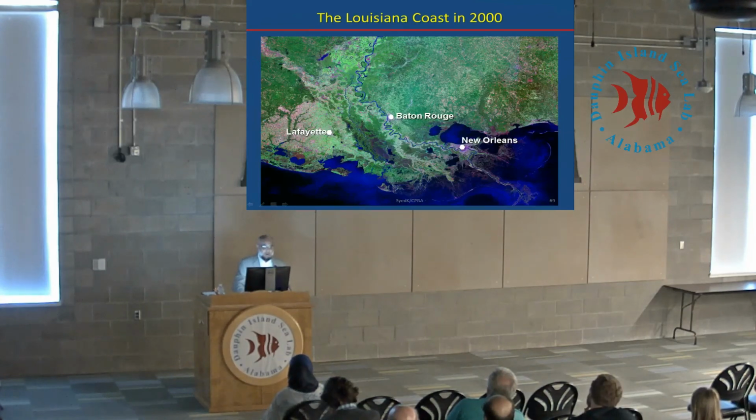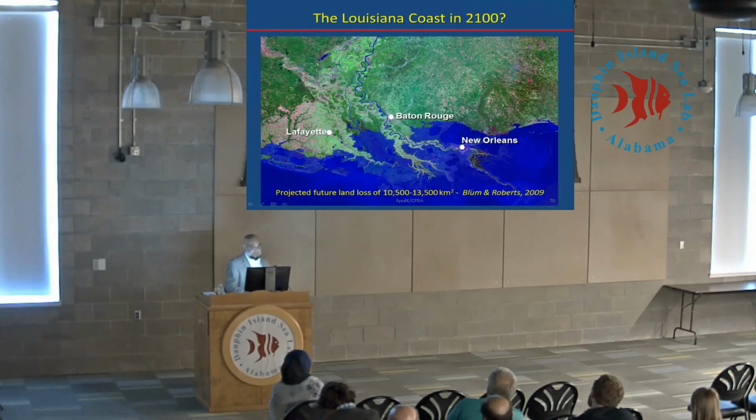This I borrowed from Harry Roberts of LSU. So this is the map of 2000. And if you look at this, we will lose some 10 to 13 square kilometers in the next 100 years, and you see where Baton Rouge will have the beachfront property there.